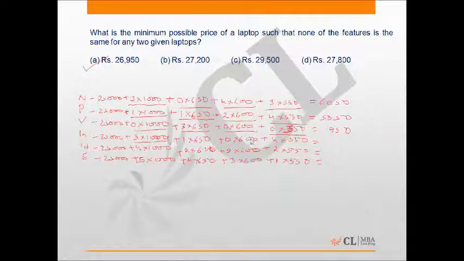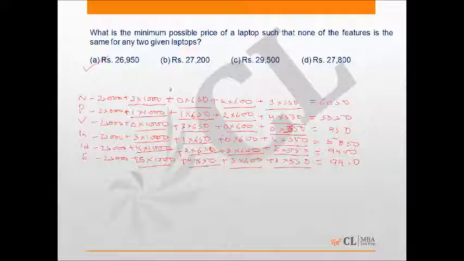It is 3,000 plus 2200, that is 5200, plus 650 is 5850. 4000 plus 1300 is 5300, 5300 plus 3000 is 8300, 8300 plus 1100 is 9400. Here it is 5000 plus 2600 is 7600, plus 1800 is 9400, plus 550 is 9950. So the answer is option A. I have verified it.